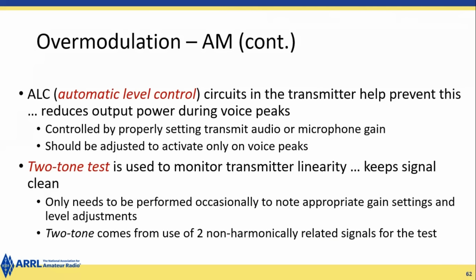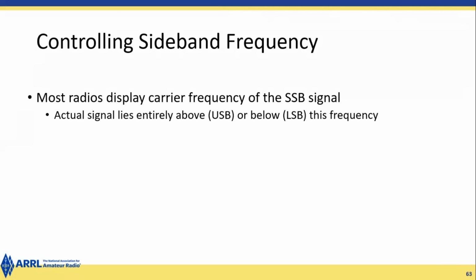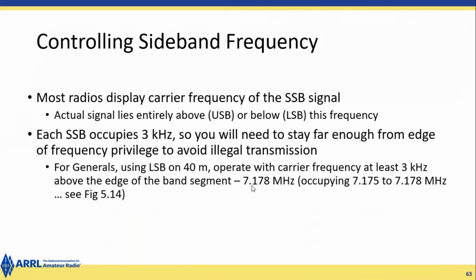Most radios display the carrier frequency of a single sideband. The actual signal lies between, above for upper sideband or below for lower sideband. So your dial frequency is not exactly where your audio starts. It's where your carrier would be. Each single sideband occupies 3 kilohertz. So you'll need to stay far away from the edge of frequency privileges to avoid illegal transmissions.